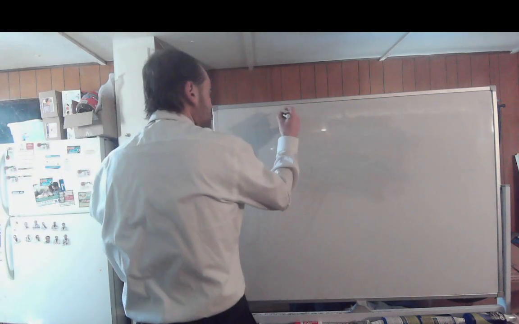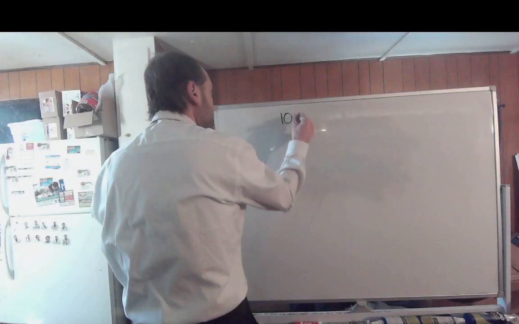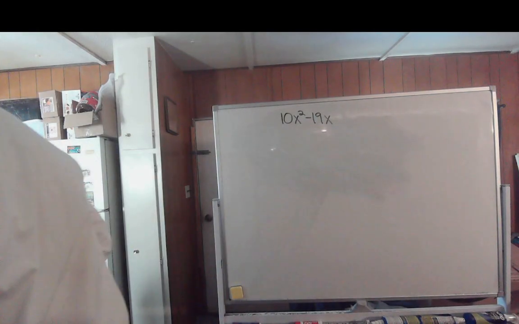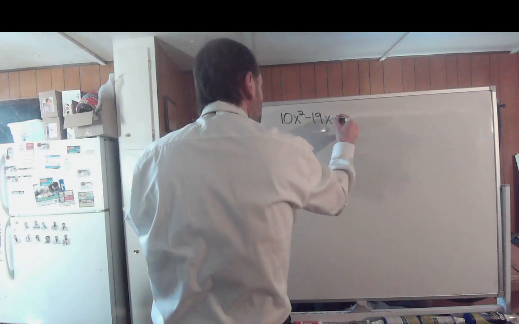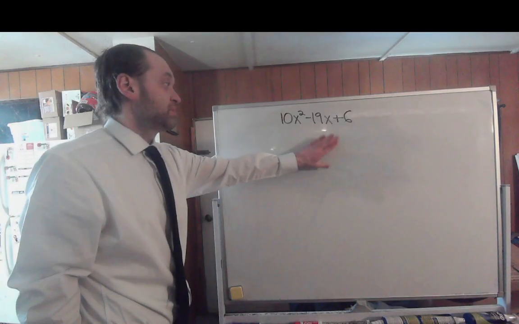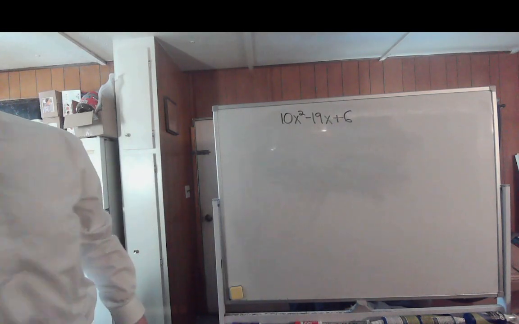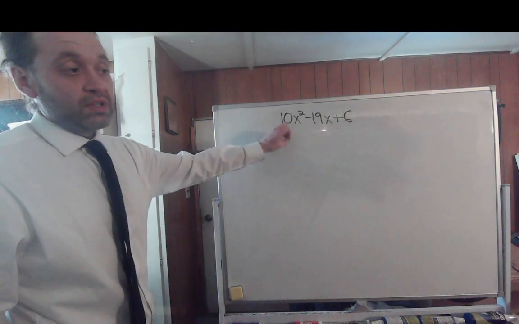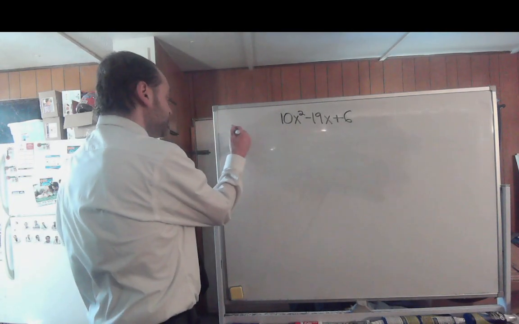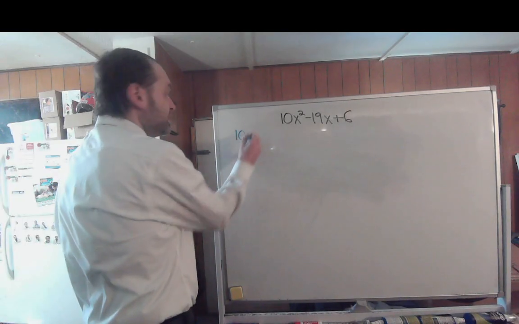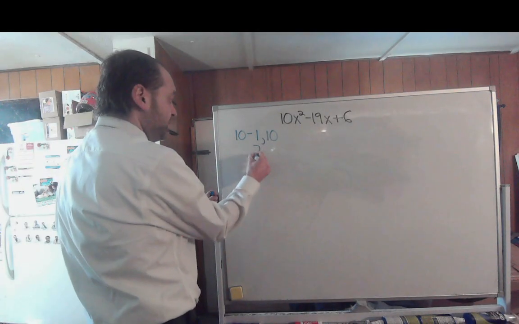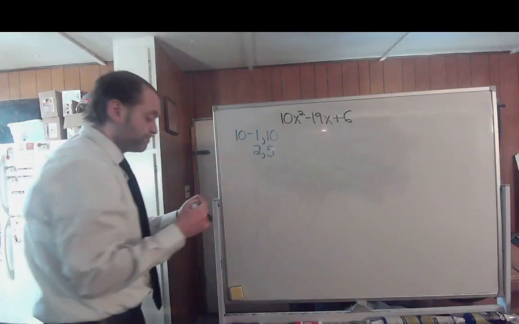All right, let's see. We have 10x squared minus 19x plus 6. So the coefficient on the x squared term is 10, so let's start out by finding some factors of 10. So for 10, of course you have 1 and 10. Those are viable factors. You also have 2 and 5, and that's really all you have for 10.